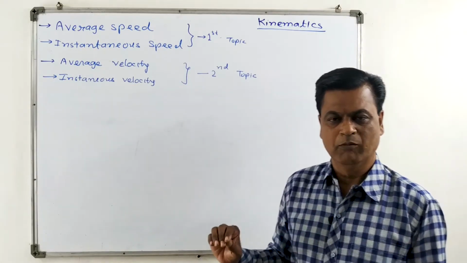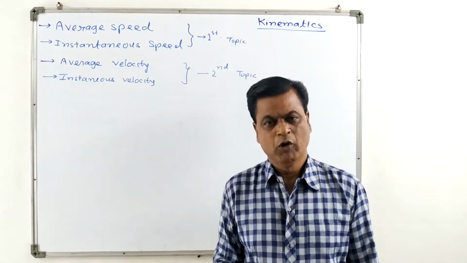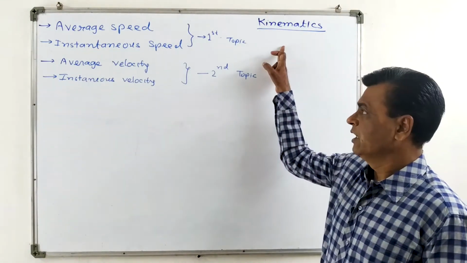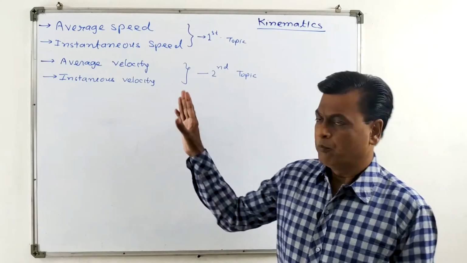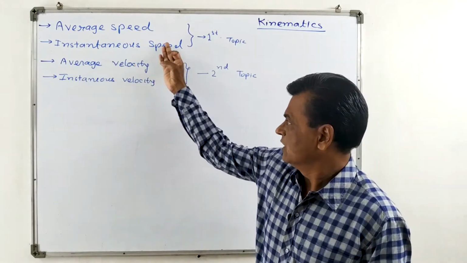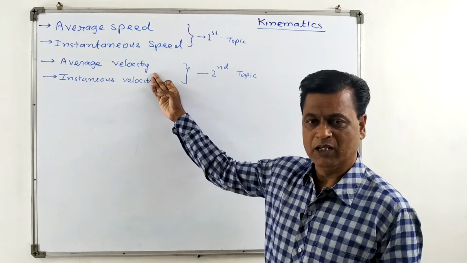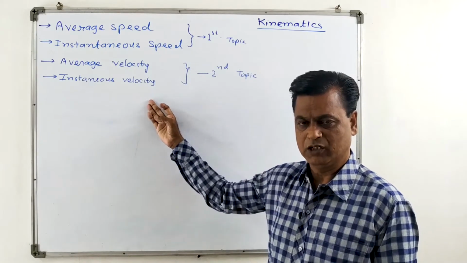In the previous video I explained path length and displacement, one of the concepts of kinematics. Now in this video I am going to explain the variables of kinematics, such as average speed, instantaneous speed, average velocity and instantaneous velocity.